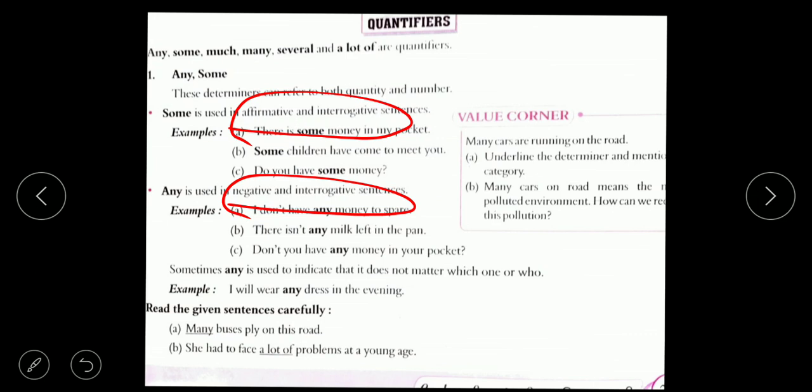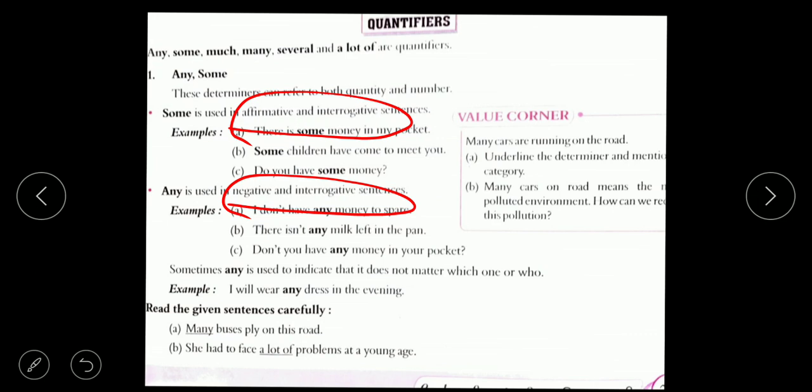Okay, example, some children have come to meet you. Do you have some money? Okay, for positive and interrogative, whereas any is used for negative and interrogative. Like example, there is not any milk left in the pan. Don't you have any? Okay, for negative we have to use any, and for positive sentence some. Sometimes any is used to indicate that it does not matter which one or who. Like we say, कोई भी, किसी कोई भी ले लो. I will wear any dress in the evening.